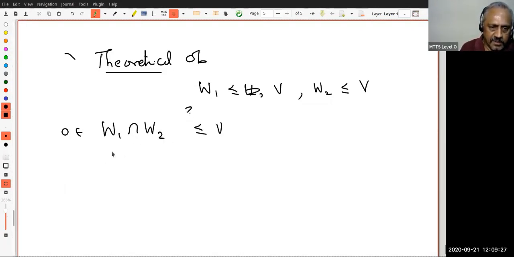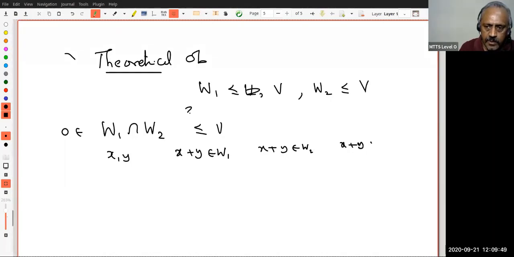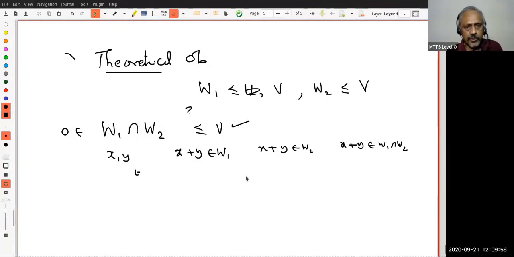Now I want to know whether this is a vector subspace of V. That's very easy. Start with x and y in the intersection. That means x and y are in W1, as well as in W2. Since x and y are in W1 and W1 is a vector subspace, x plus y belongs to W1. Similarly, x plus y belongs to W2. That means x plus y belongs to W1 intersection W2. Similarly for scalar multiples. Therefore, the intersection of two vector subspaces is again a vector subspace.